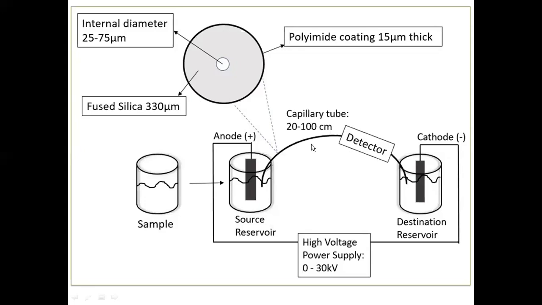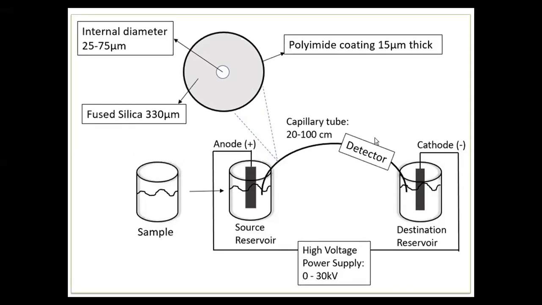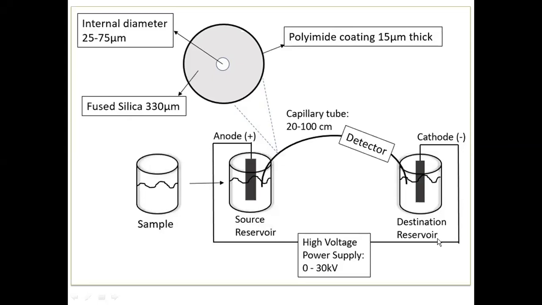So a capillary tube is connected particularly to two reservoirs. One reservoir is called the source reservoir and the other reservoir is called the destination reservoir. To the source reservoir, there is a provision to introduce the sample solution directly. There is a connection between the sample reservoir and the source reservoir. The electrode which is connected to the positive terminal of the power supply device is called the positive electrode, that is the anode, and it is immersed into the source reservoir. And the cathode, which is the negatively charged electrode, is immersed into the destination reservoir.